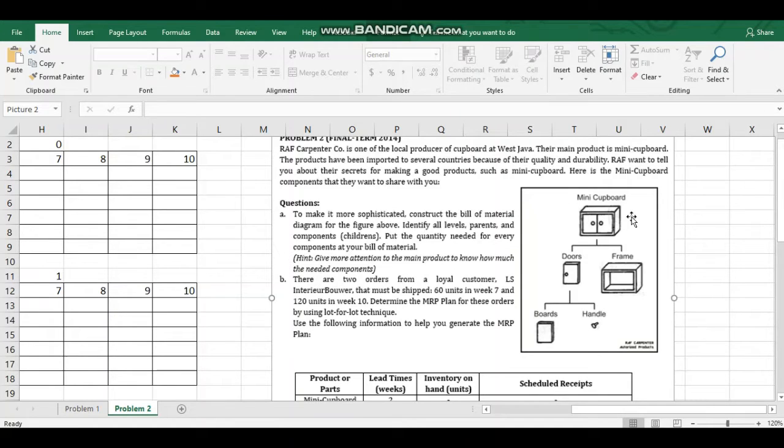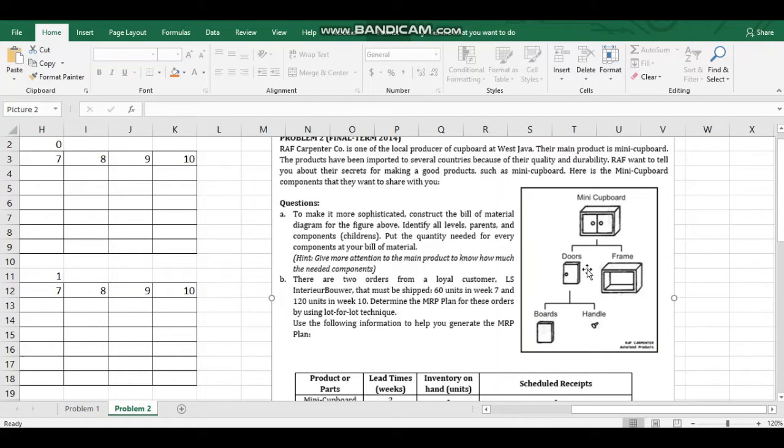And for the level, we could say that the mini cupboard is on level 0, and the doors and the frame are on level 1, because the higher it is, the nearer the level is to 0. So since the mini cupboard is the main product, it's on level 0. And then the doors and frame, they're children of the mini cupboard, and they are on level 1.